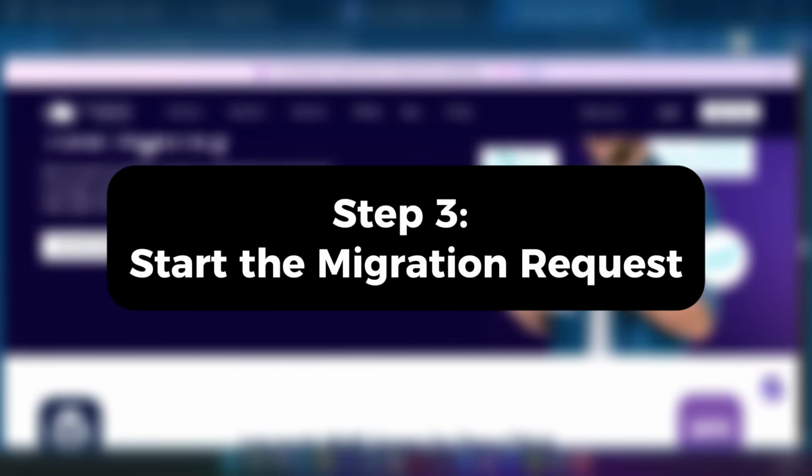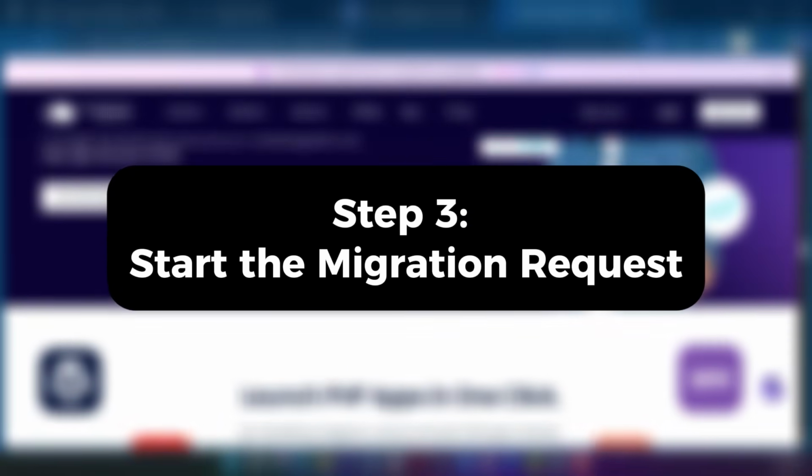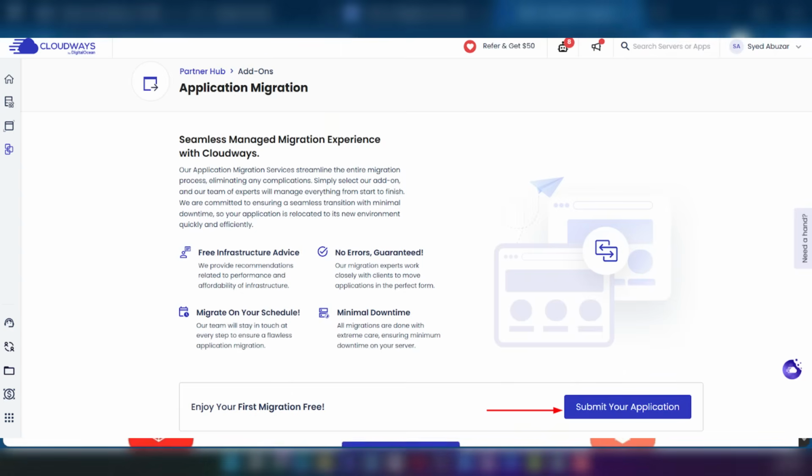Step 3. Start the migration request. Now on the Application Migration page, go ahead and review the information about this service. Then click on Submit Your Application at the bottom to begin your migration request.